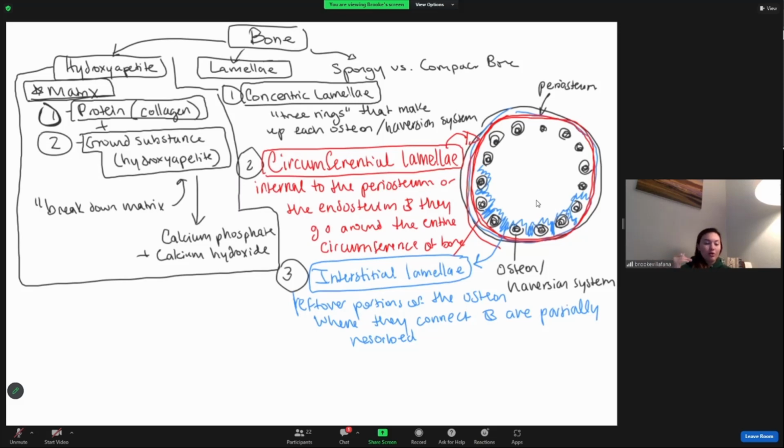As long as you know your basics: concentric lamellae would be the osteon, circumferential go around the whole bone under the periosteum, and then interstitial is in between. That should be sufficient knowledge for the test. Okay. Try to write out the full definition so it made sense. Any questions on that?